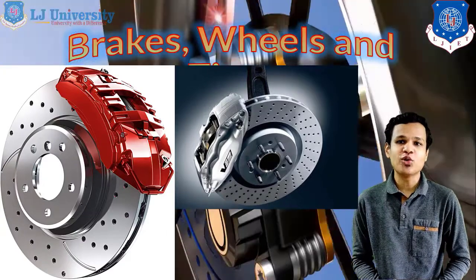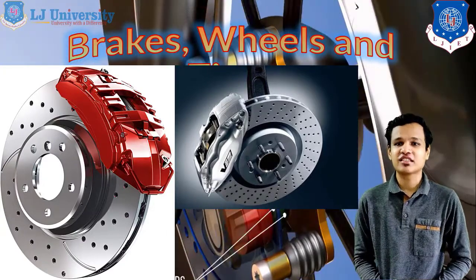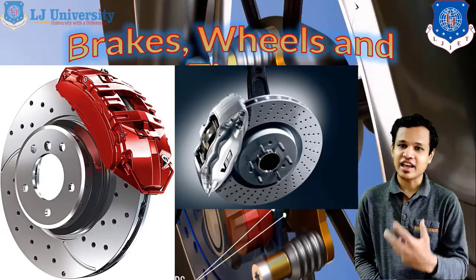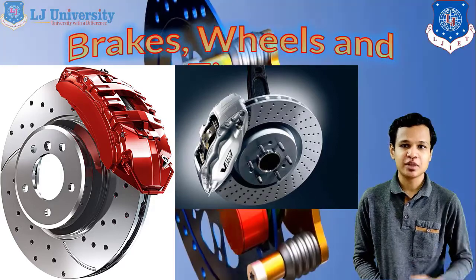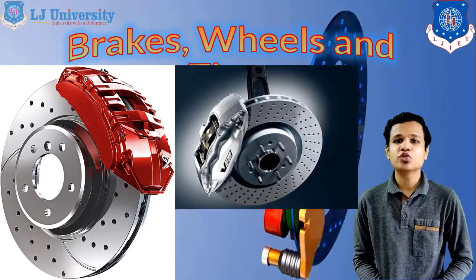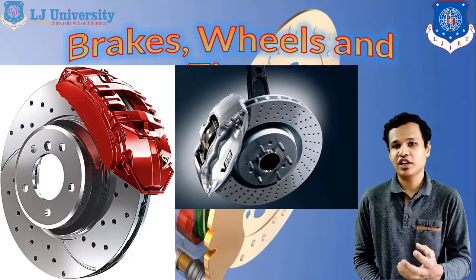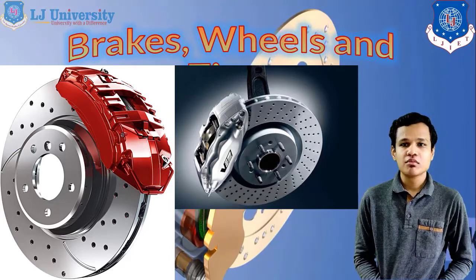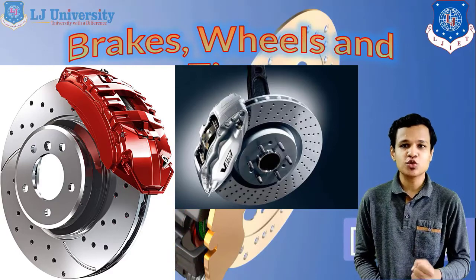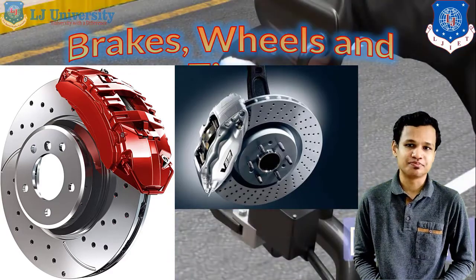As I have already told you, there are mainly two types of brakes. One is the drum brake and the second one is the disc brake. To operate them, we use different methods such as the mechanical method, hydraulic method, pneumatic method. Mostly in the two-wheelers, we use a hydraulic braking system.